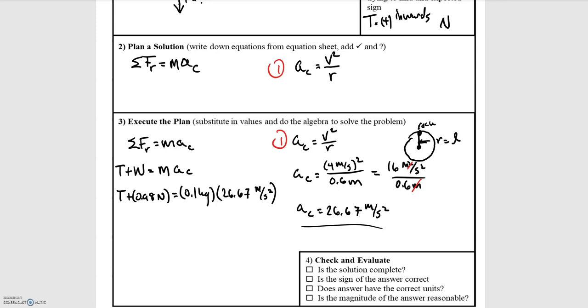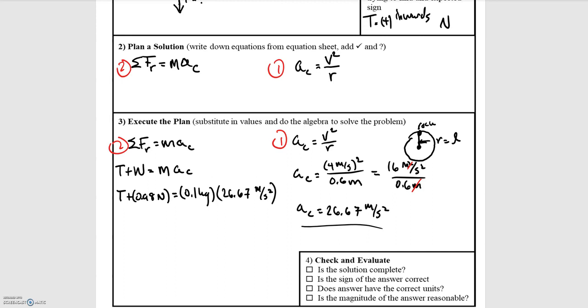We know the tangential velocity, which is 4 meters per second, and we square it. The radius of this circular path is just the length of the string, so that's 0.6 meters. And then we find an acceleration of 26.67 meters per second squared. Now that we know the acceleration at point A, we can use Newton's second law to solve for the tension. So that's this step here to the left.